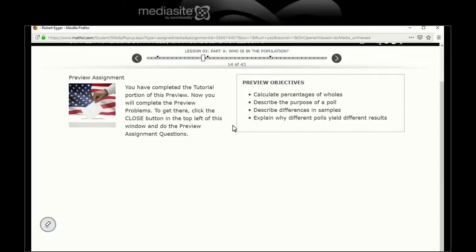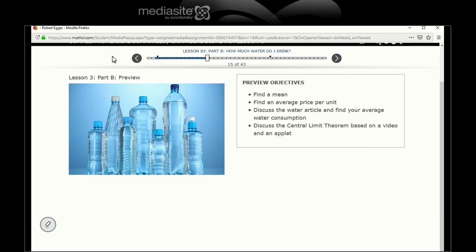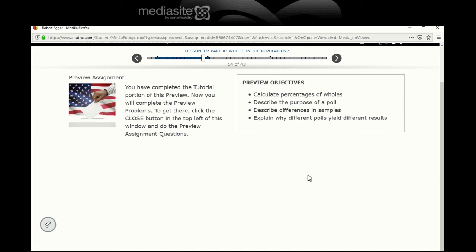And what's next? So now I complete the tutorial. There are a few questions to go through at the end, after this. And you should be able to calculate percentages based on a whole, describe the purpose of a poll, describe differences in samples, and explain why different polls yield different results. Now let's go and do the questions. And that'll be the following video, to lesson 3A.